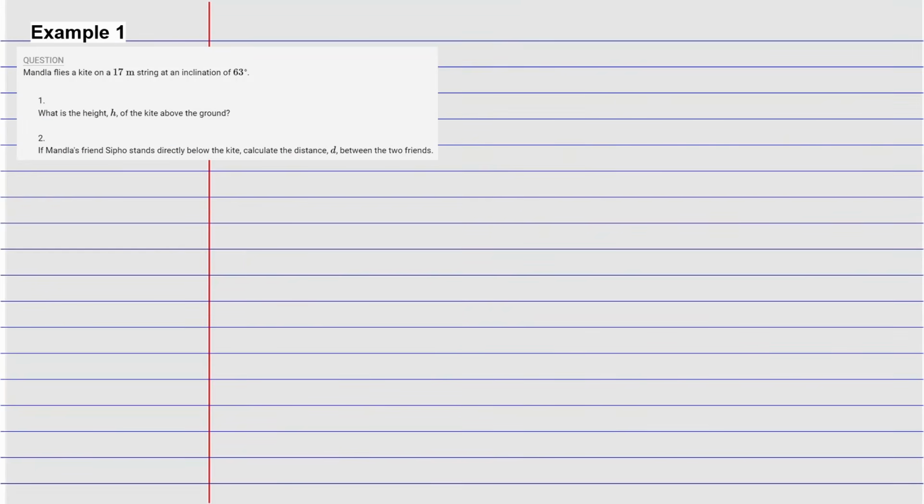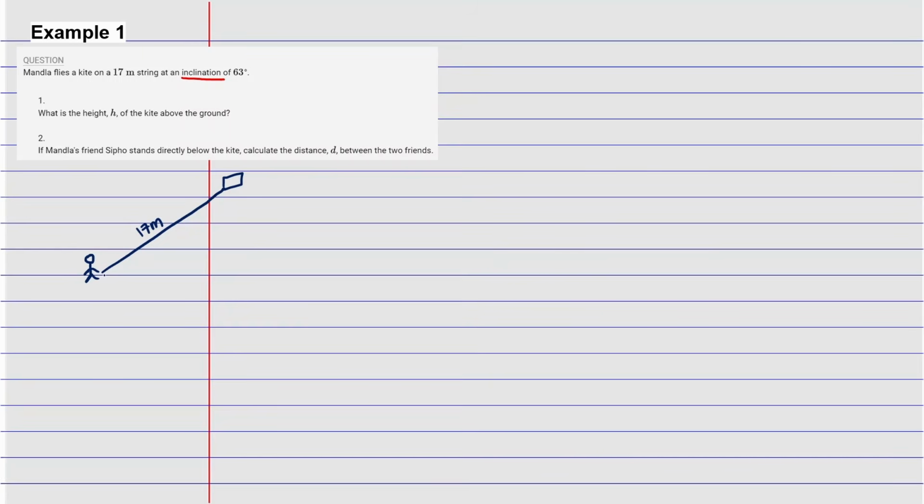So with that said, let's start answering the question. The first question says: Mandla flies a kite on a 17 meters string at an inclination of 63. Do you see the fact that they said inclination, meaning your angle needs to go up? So if this is Mandla, let me just change my pen. If this is Mandla, and this is the string, we know this is the string of the kite. So this is going to be the kite like this, and the string is 17 meters.